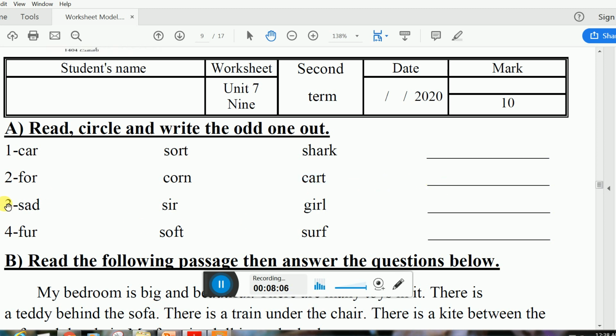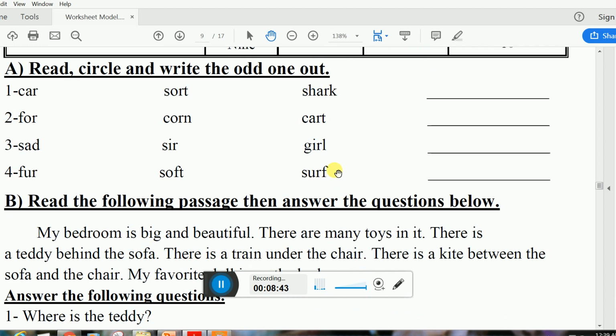Number three. Sad, sir, girl. The different one is sad. I will circle sad and put it on the right. Number four. Fair, soft, surf. The different one is soft. So I will circle this word and write it here.